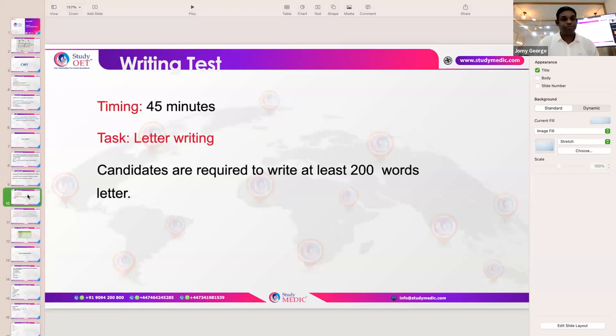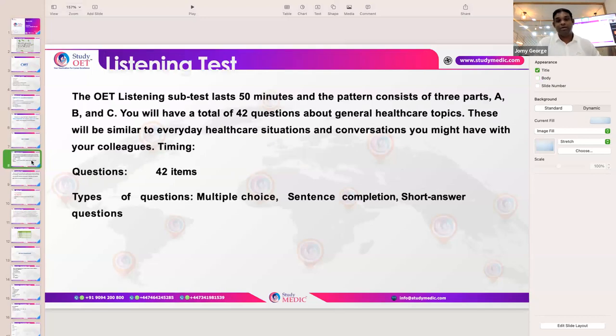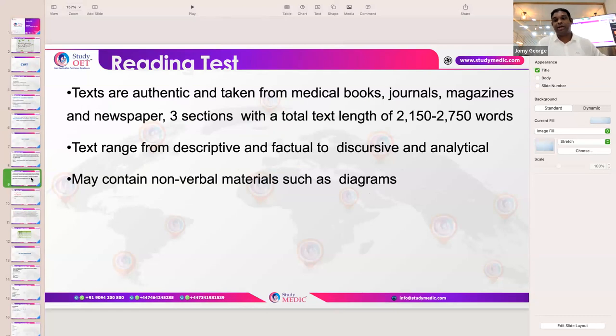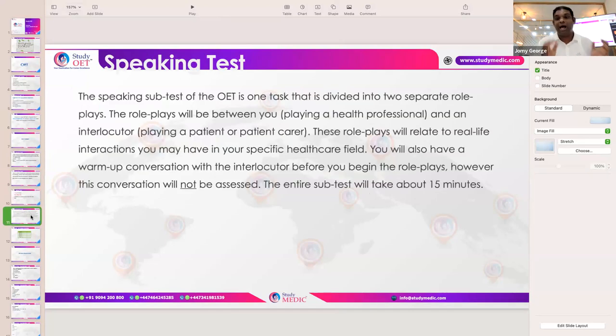Okay, fine. All right. These are the main things about OET. Let's see some more slides. Test format: listening, conversations, questions and answers. Reading, text abstracts and articles. Writing, referral, discharge, or transfer letter. Speaking, role play. Done. Now, the marking criteria.